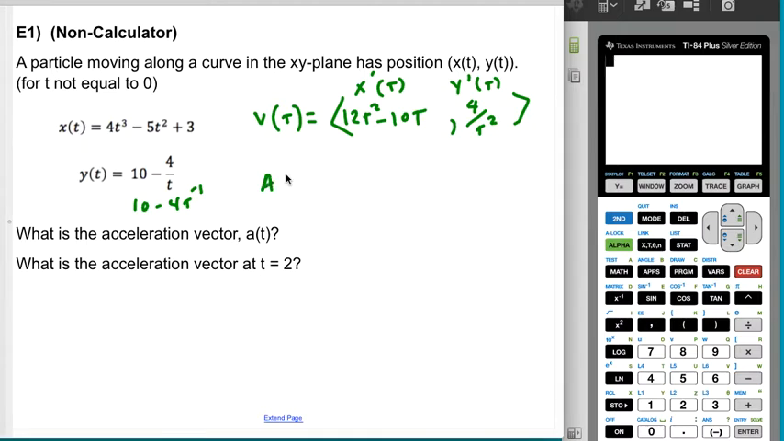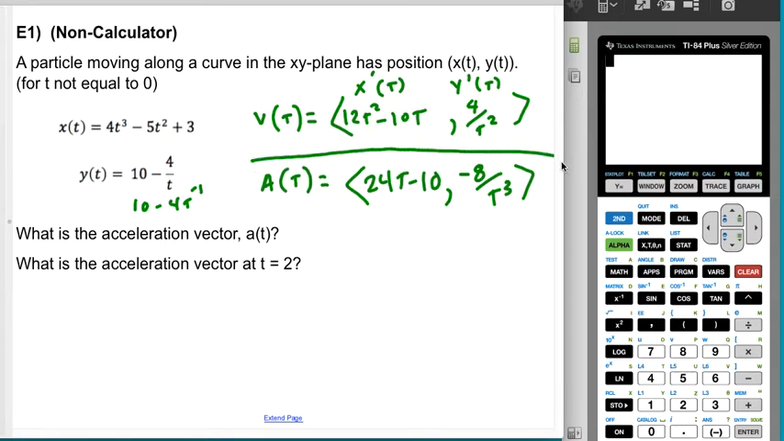That means that my a of t is going to be the derivative again, right? X double prime of t, which would be 24t minus 10, right? And y double prime of t, remember that this is actually 4t to the negative second, so that'd be negative 8t to the negative third, or negative 8 over t cubed, right? So that's my first answer. What is a of t?